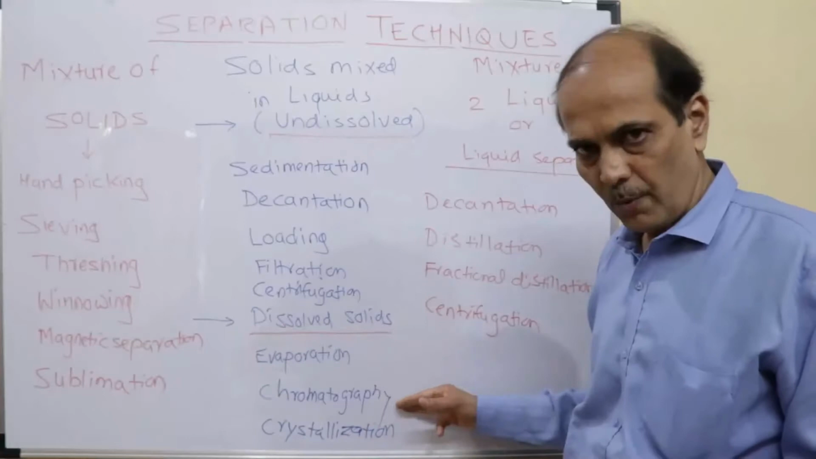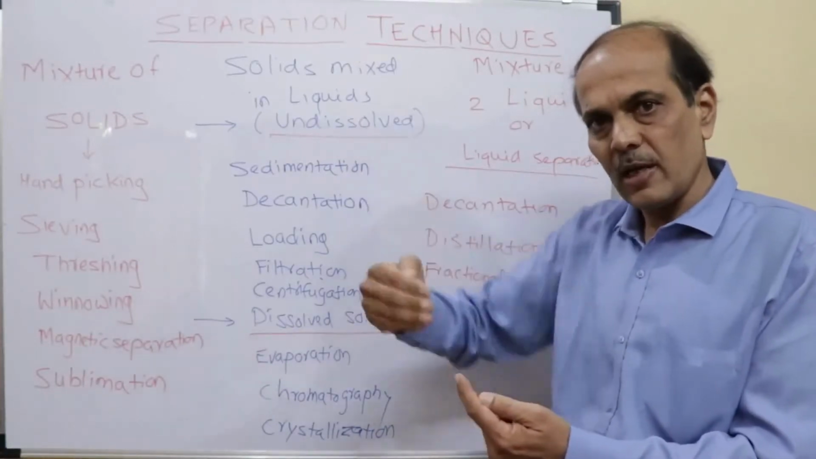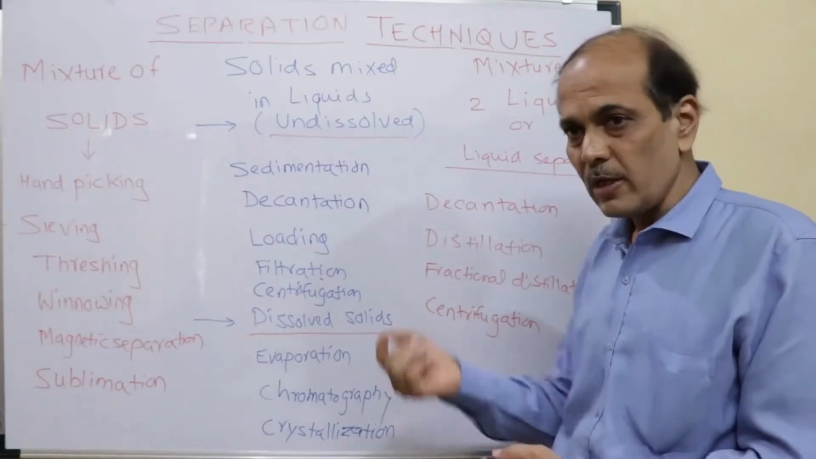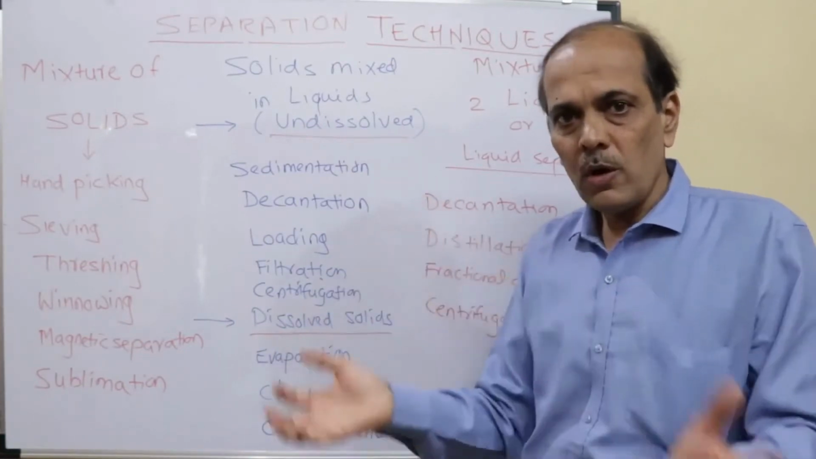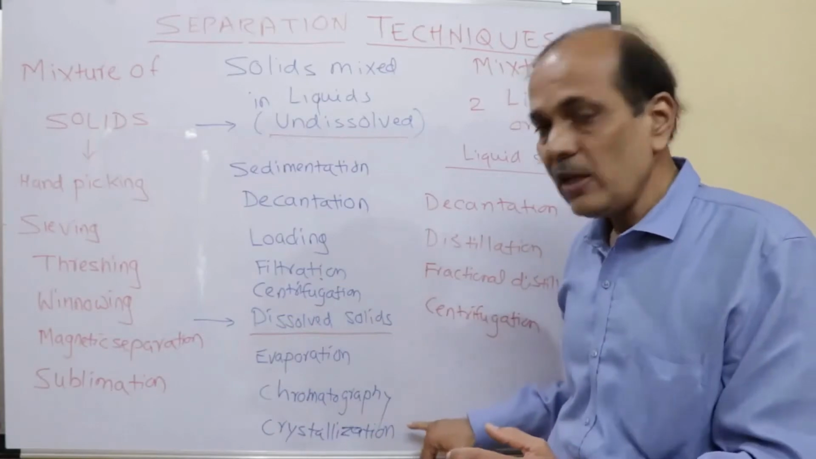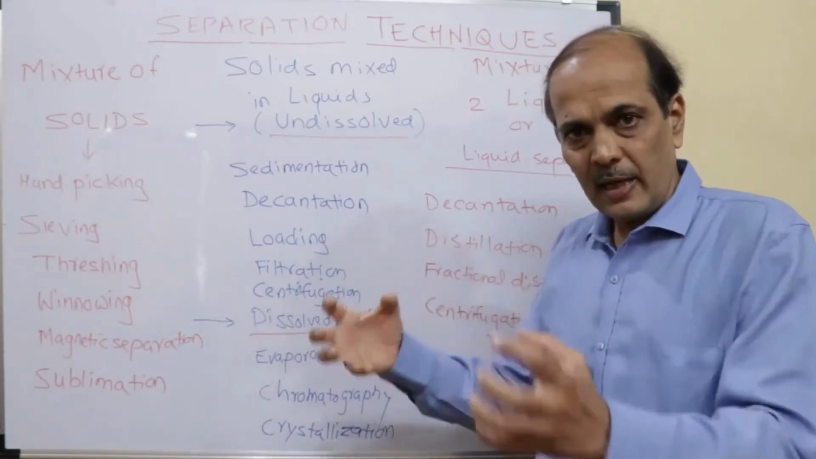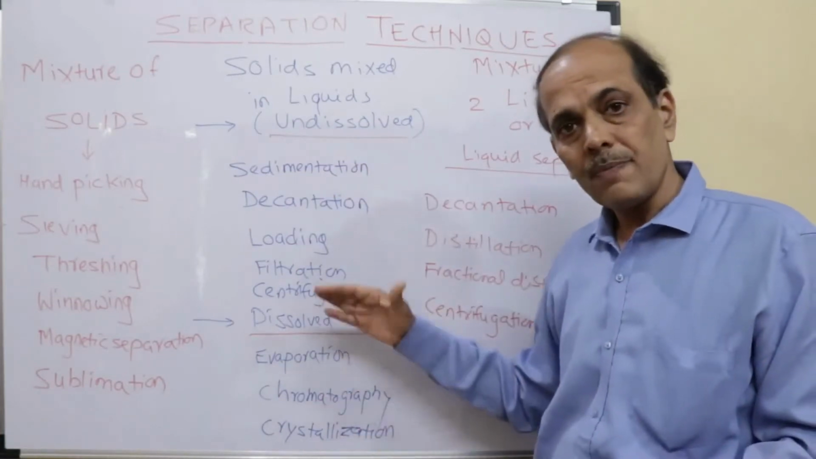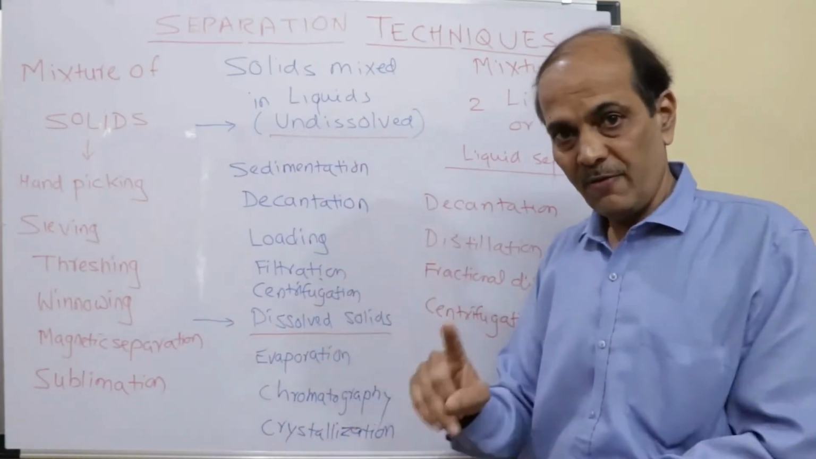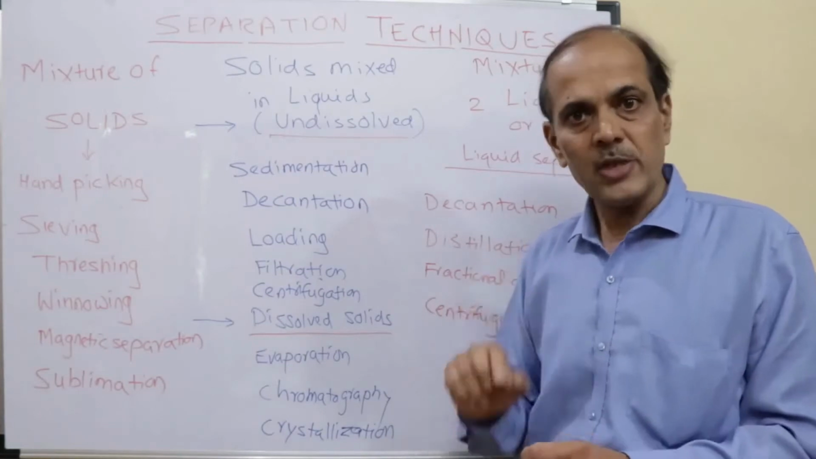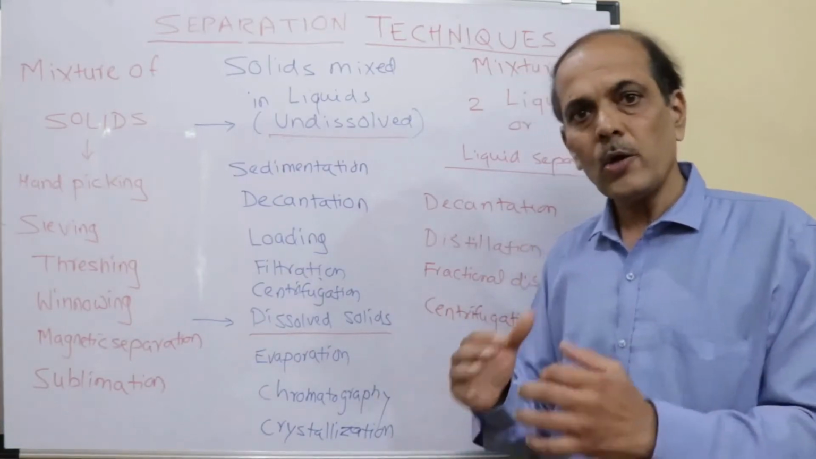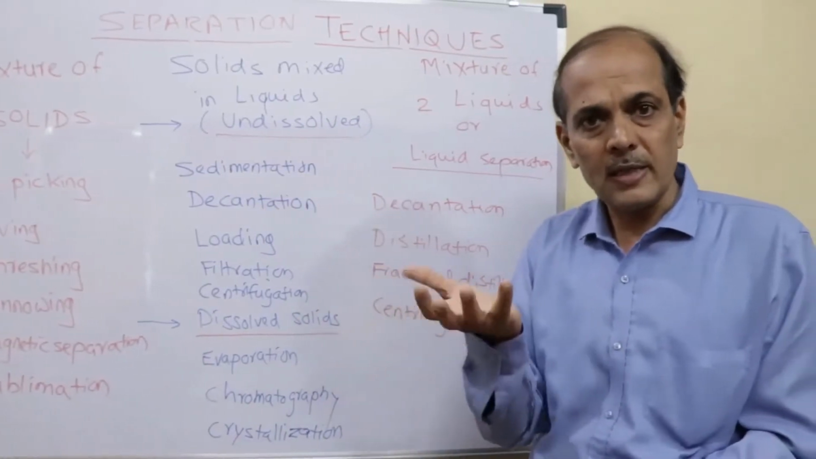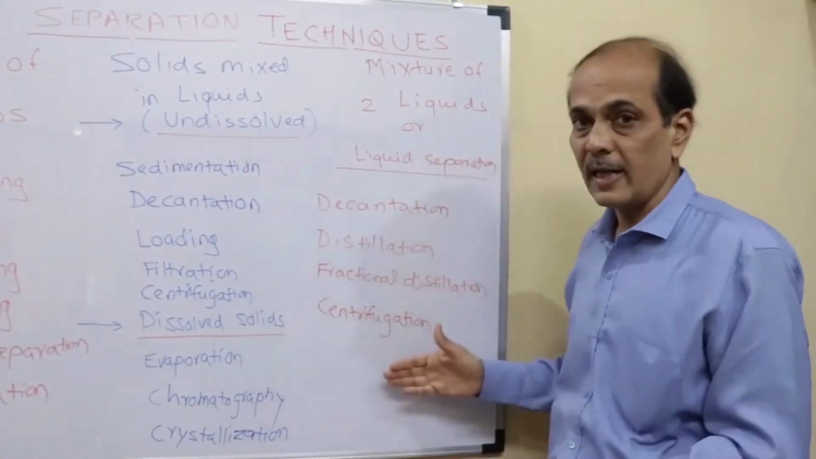Then there are techniques like chromatography, where dyes are separated using their dissolution in a solvent, or crystallization, where using a small crystal, more of the same ingredient is collected on a crystal. So all such techniques are used to separate solids from liquids. And finally, when two liquids mix with each other, or you have to take out liquid from some impurities, where the liquid is more important, you can use some different techniques.